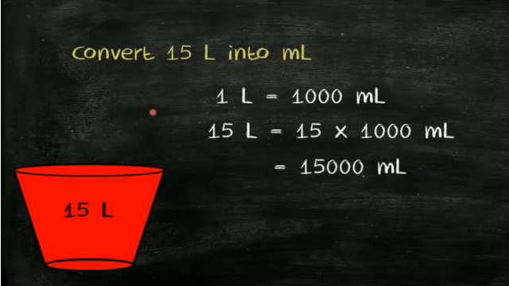Now let's see an example of how we can convert liter into milliliter. Here the question is given: convert 15 liter into milliliter. As we all know the formula, 1 liter is equal to 1000 milliliter. So what we will do here, we will multiply the given number by 1000. So the number is 15. 15 multiplied by 1000 is equal to 15,000 milliliter.